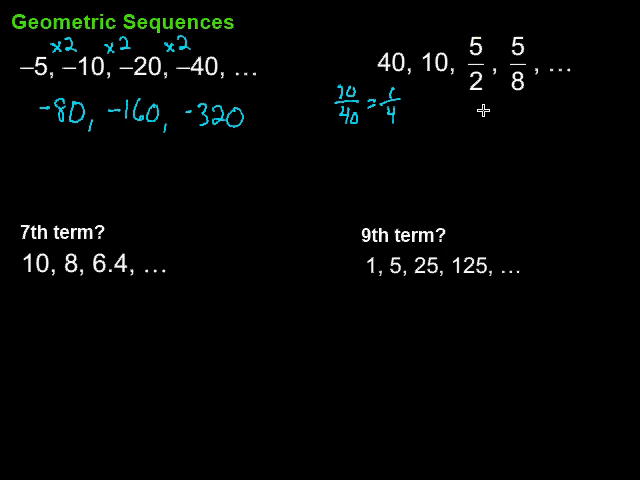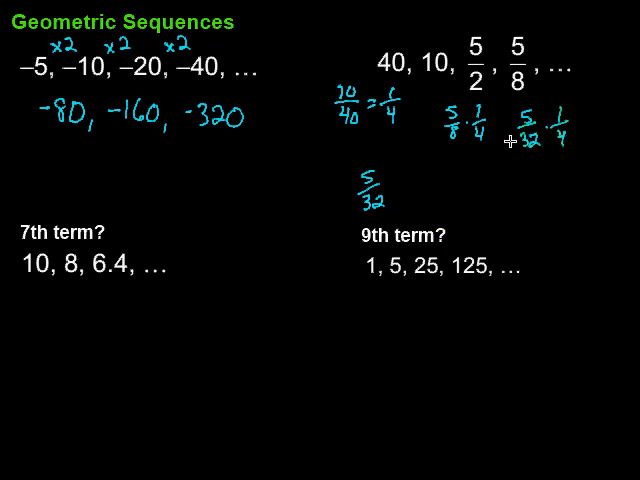So let's say I want the next three. Okay, so I'm going to take 5 over 8, and I'm going to multiply that by 1/4. Remember, to multiply fractions, just go straight across. So my next term is going to be 5 over 32. Then I'm going to take that term, 5 over 32, and multiply it again by 1/4.